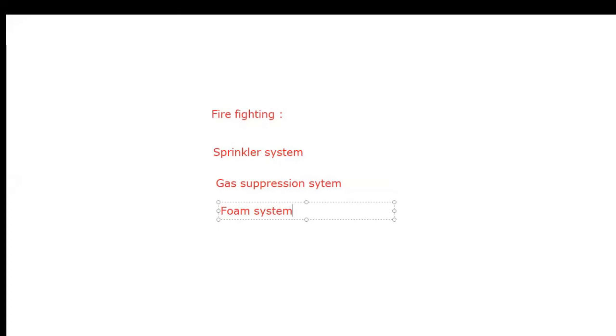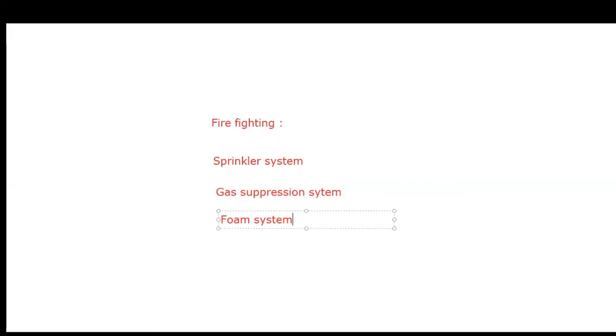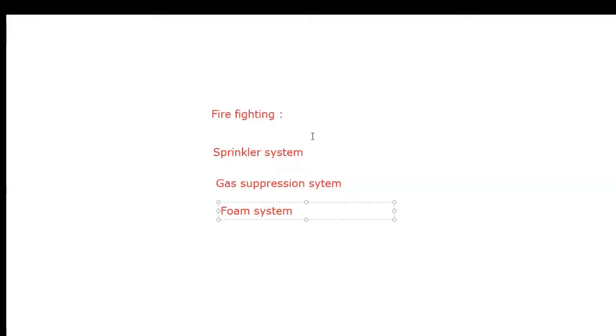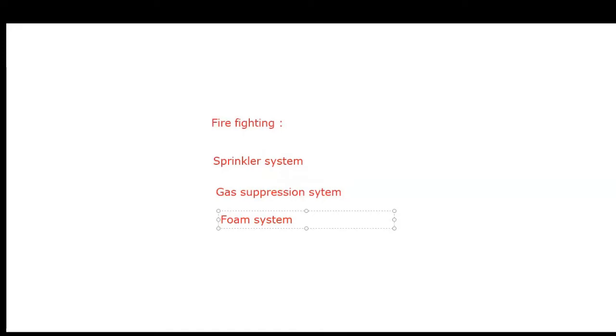I'll give you some general details about this. That is what we need, in order to understand what it is. Generally there are three types of systems in firefighting: the sprinkler system, the gas suppression system, and the foam system. Correct. Sprinkler system, in the sense that we have always seen it in most commercial buildings, or industrial buildings also in India. Generally we have seen this sprinkler system. That's the reason I showed you the sprinkler.